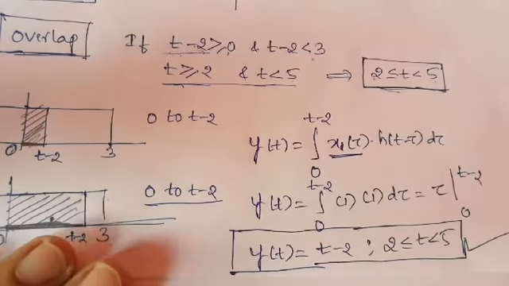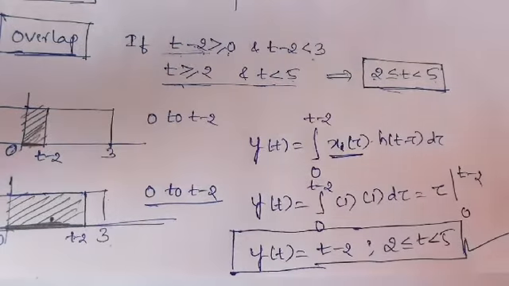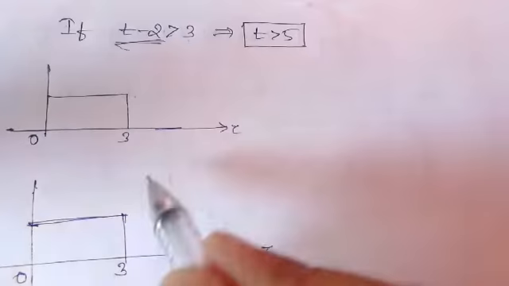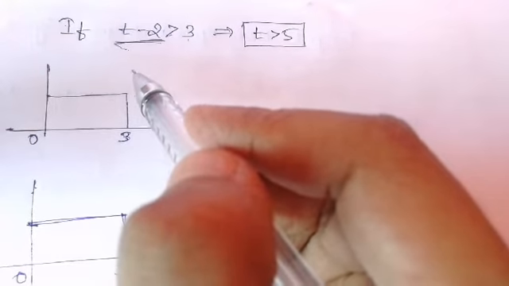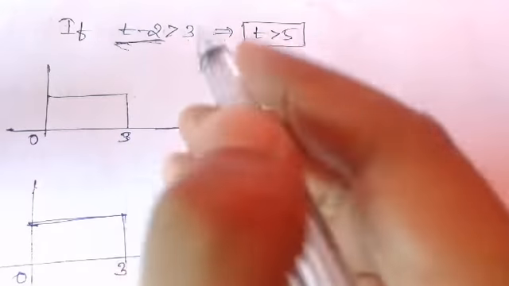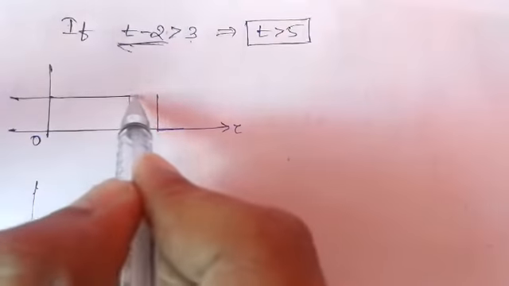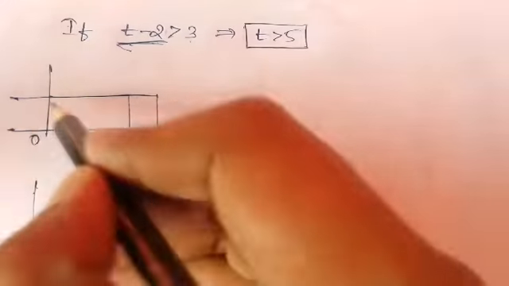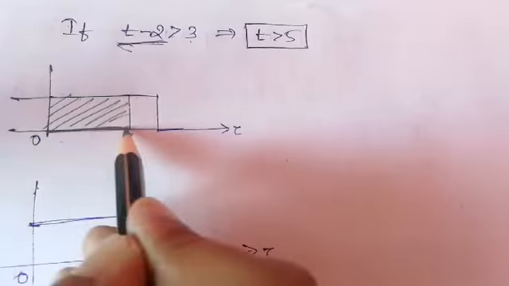My point is, are any further overlap cases possible? Let us check. Possible, that is, if t minus 2 is greater than 3. Because the second signal is of infinite duration, one more overlap case is possible. Let us see. If t minus 2 is greater than 3, after 3, if I take here, the second signal extends like this. Now tell me from where to where the signal gets overlap? From 0 to 3. This amount of signal gets overlap.